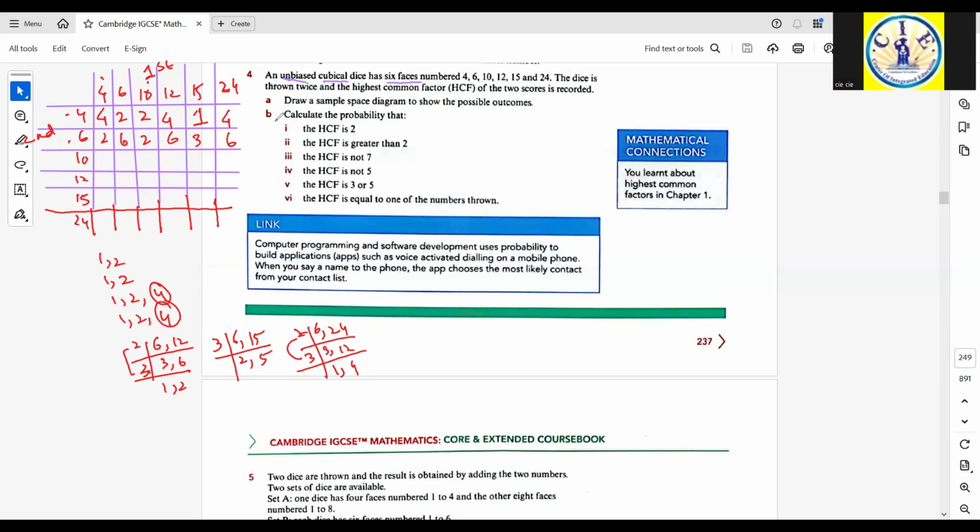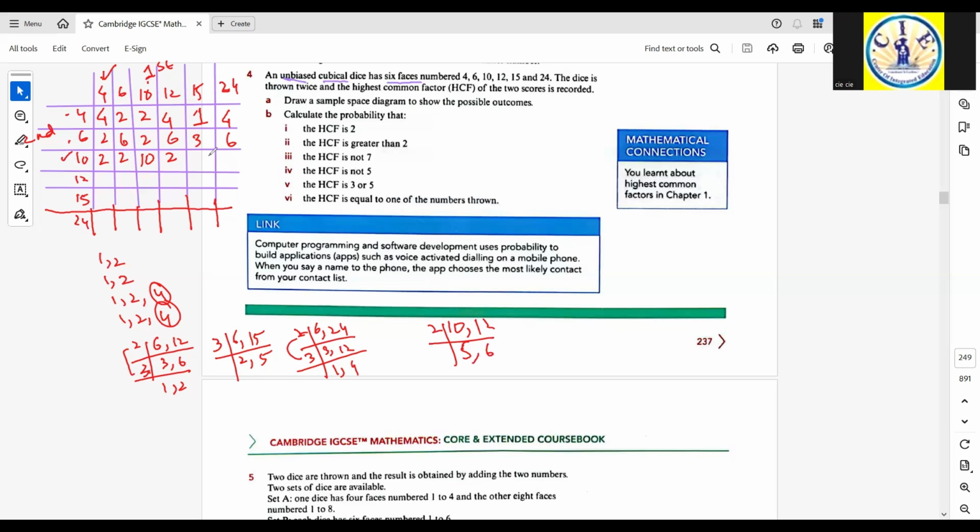Similarly, for 4 and 10, the HCF is going to be only 2, and then 6 and 10. Again, this would be 2. 10 and 10 would give me 10. For 12 and 10, this would be 2 only, as 2 5s are 10, 2 6s are 12. So no more common factors than 1. So the HCF is going to be 2 only.